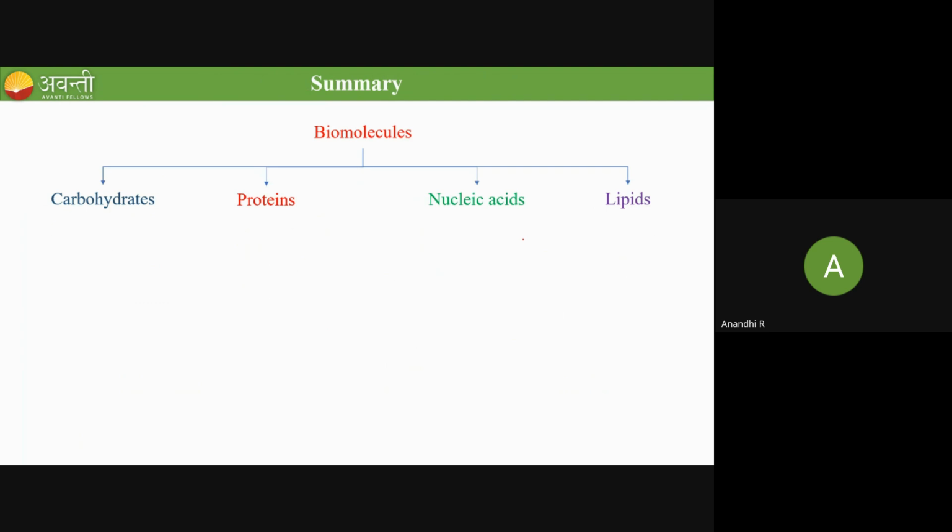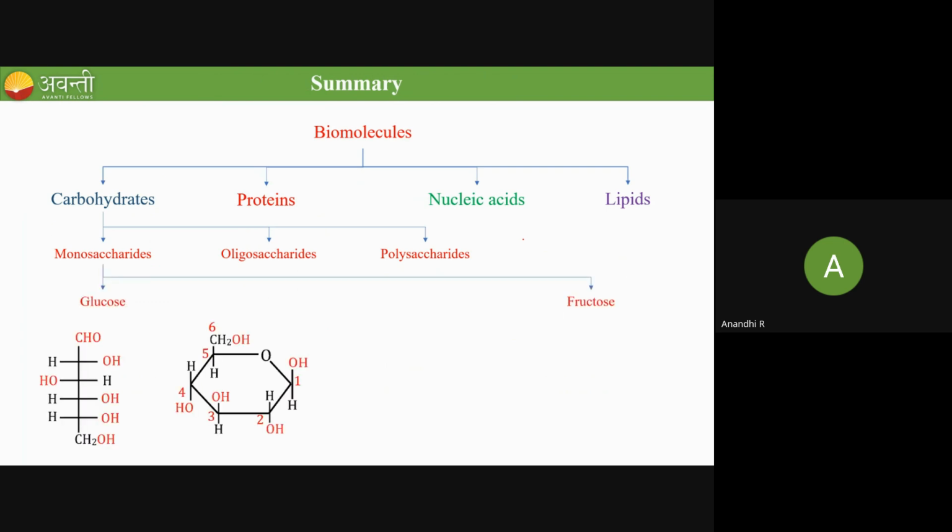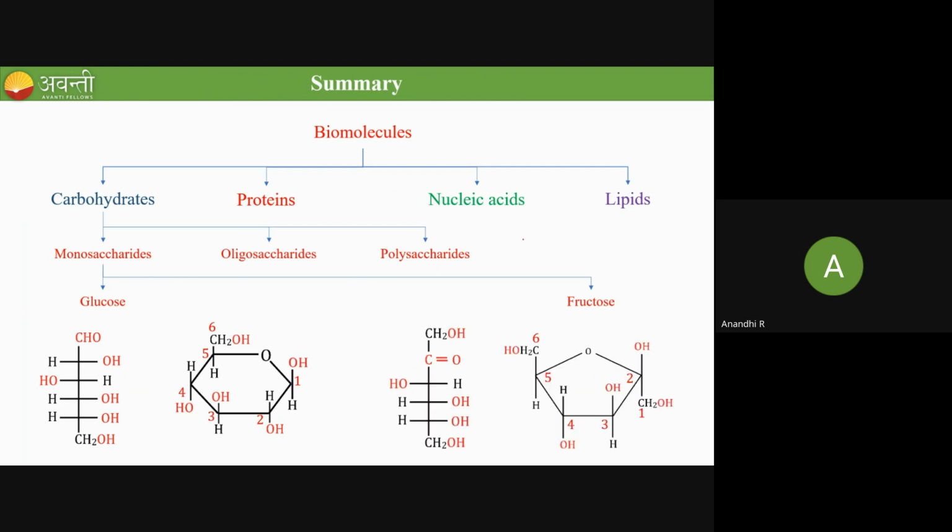So yesterday we discussed that biomolecules were classified into 4, and under carbohydrates we had 3 different categories: mono, oligo, and poly. Under mono, glucose was discussed yesterday, and fructose I have discussed today, the open chain structure and closed chain structure. Got it? Now next we are going to see the oligosaccharides and polysaccharides, which is part 2 of carbohydrates. Shall I go with that? Do you have any doubt till the monosaccharides, both of you?